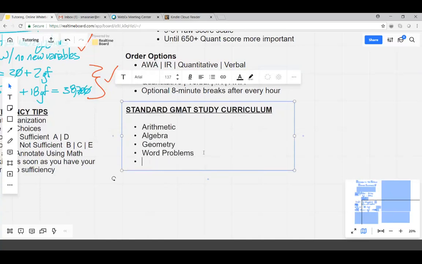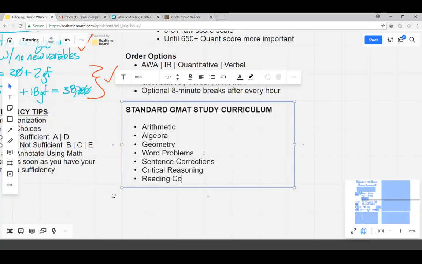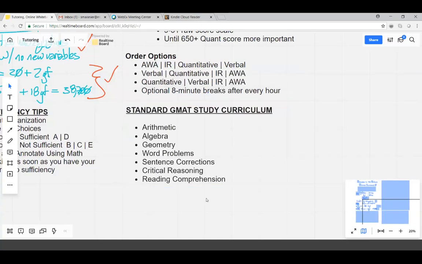Then when you get to the verbal, you're looking at what are known as sentence corrections, critical reasoning, and reading comprehension. All of these three things are tied to logical predication and understanding content that's presented to you, and you then have to make decisions, again, at a very brisk pace. So these are the topics that you have to cover.